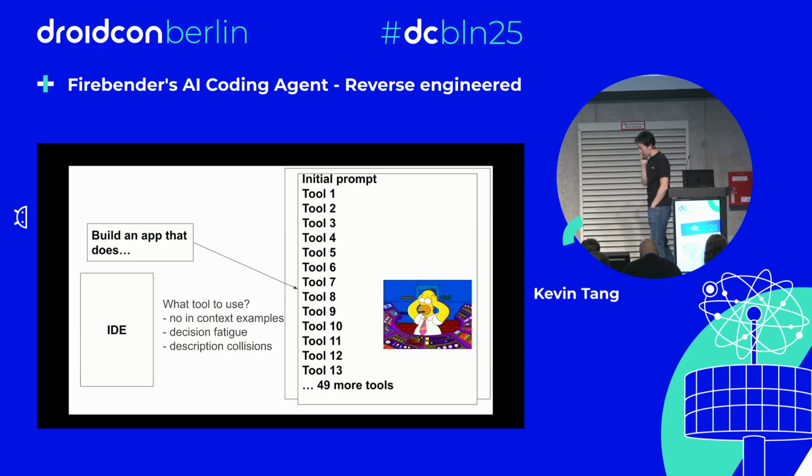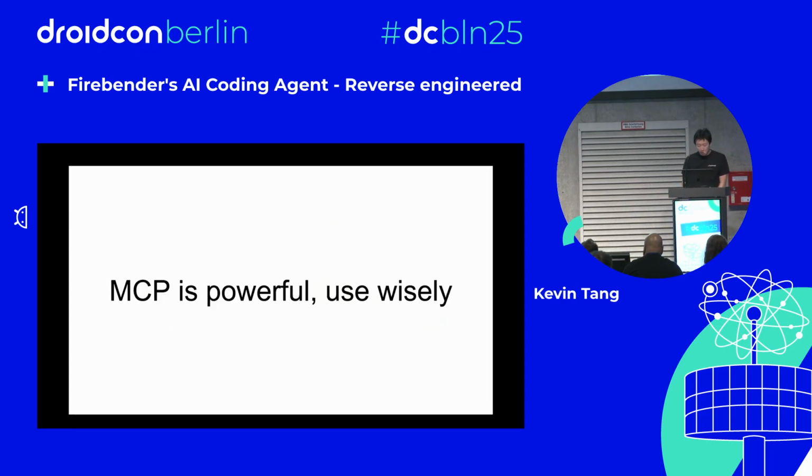You also have a higher chance of something called description collisions, where inside the tools themselves, they will say, hey, when this situation happens, you should call this tool. And another tool might have a similar situation. There's a lot of ambiguity there, and that degrades the agent's performance. So MCP is powerful, but given this first-principles thinking, it also means that you have to use these MCP servers very wisely and conservatively, and understand that if you give it all these tools, these agents are going to start degrading.